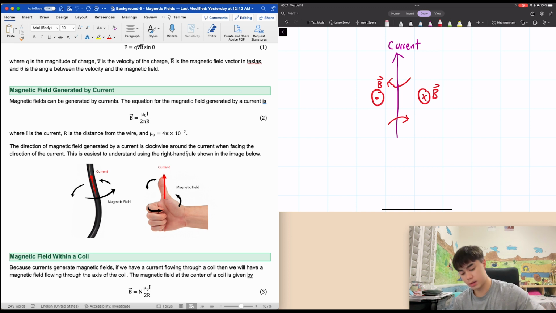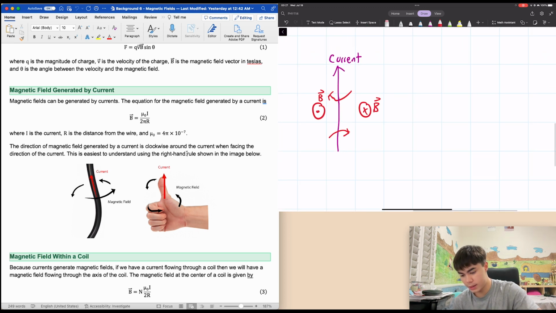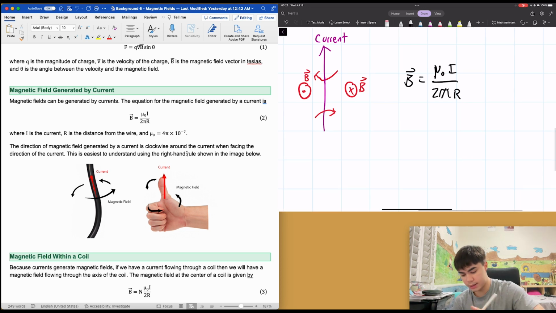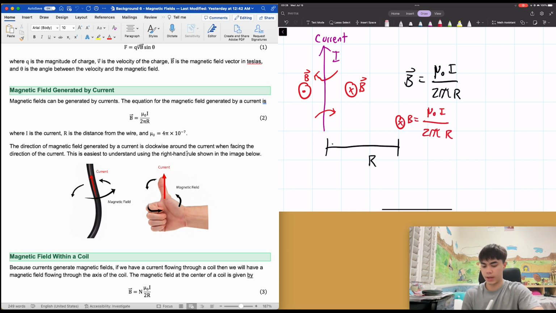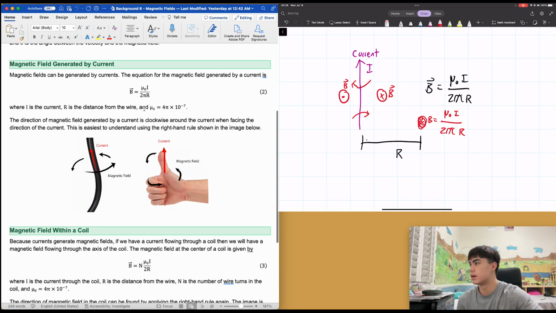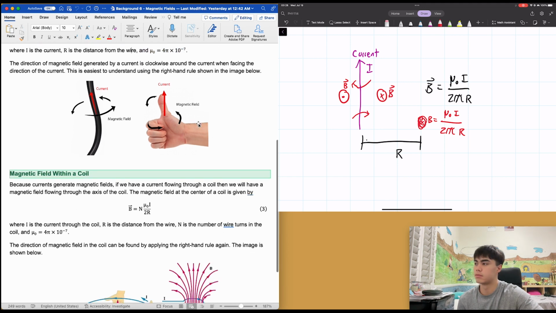Then the magnitude of magnetic field is given by the formula, where r is the distance from the current. So that's the magnetic field at this point way out here, due to that current. And just note that this mu o is 4 pi times 10 to the negative 7.